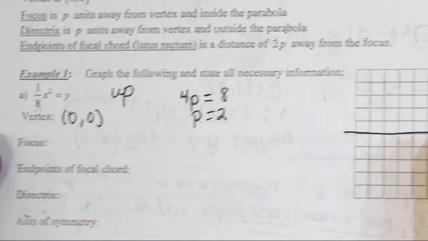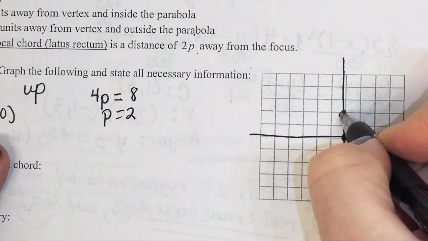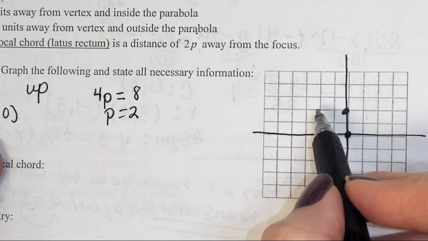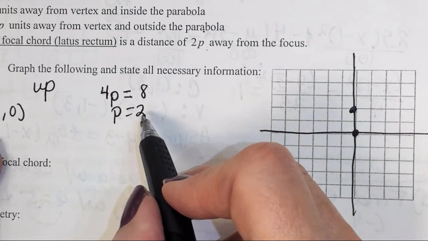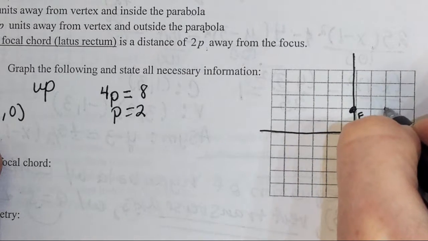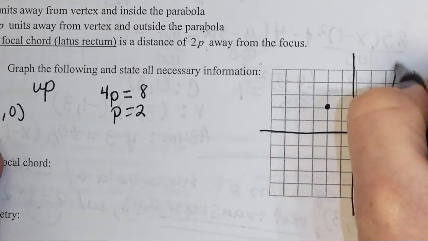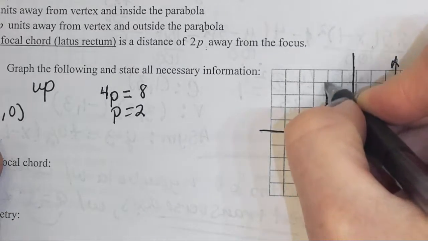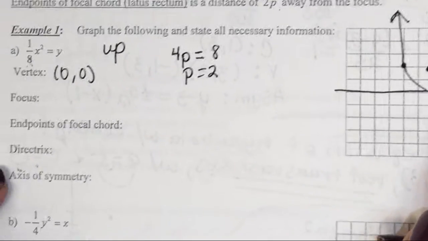So I know then that my focus has to be 2 units up since it opens up. I also know that the length through the focus has to be twice this much, so it'd have to be 4 all the way through the focus. If I go over 2 and over 2, that's going to help me to create a nice graph of that parabola. So that's the way it's going to look.